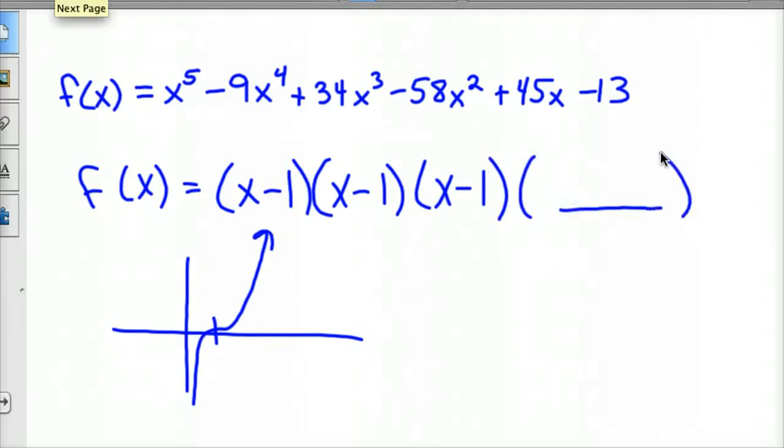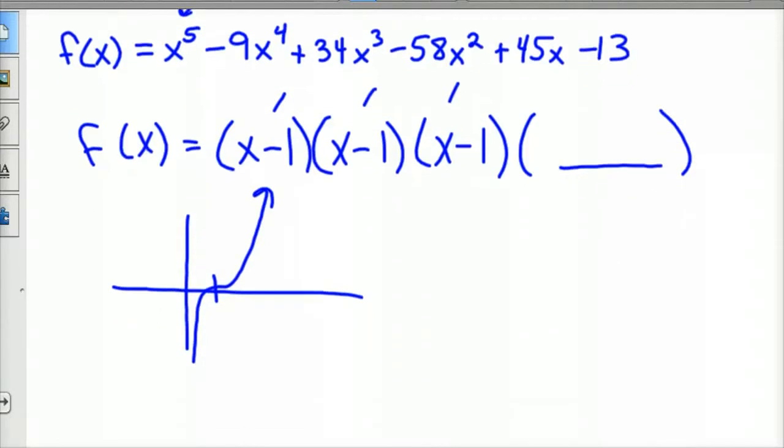So your job is going to be to use synthetic division to find out the rest of the other 2 roots. So here's 1, 2, 3 of your zeros. You need to find 2 more because it's an x to the 5th. That tells you that. And to do that, what you do is use synthetic division.